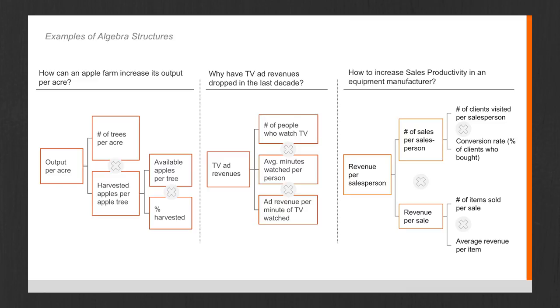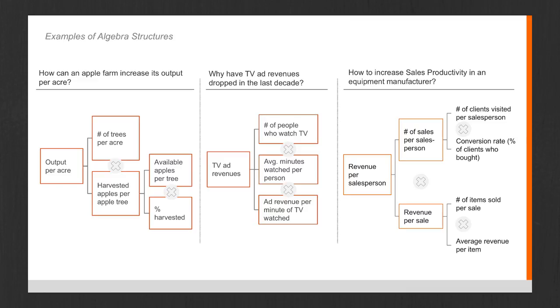and if I want to increase sales productivity in an equipment manufacturer, I have to increase one of these four factors you can see on the right side of the screen. Now, something for later here, but notice that I didn't break down revenue per salesperson as revenue divided by number of salespeople. More on that later, but the thing is, if I had done that, I wouldn't have added any insight to this question.